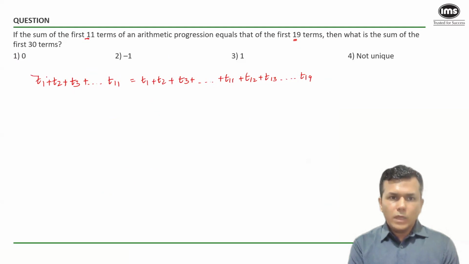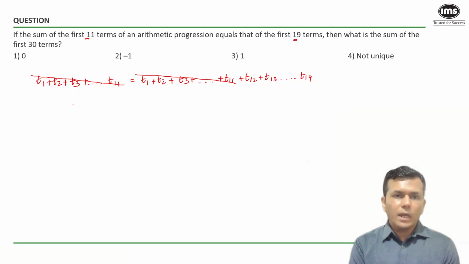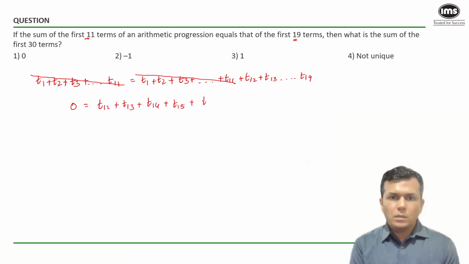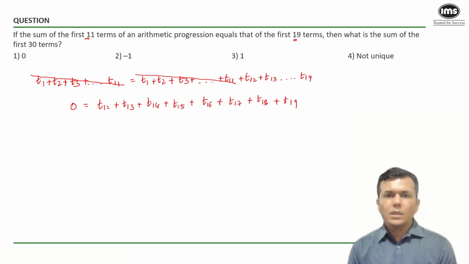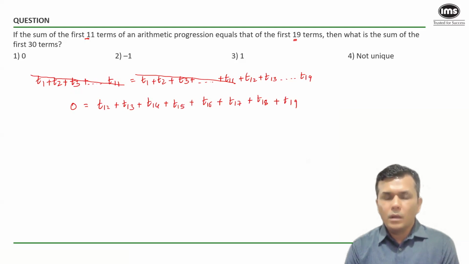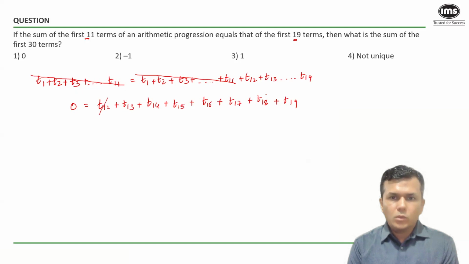Now, we can cancel T1 to T11 on both the sides. And therefore, we are left with 0 equal to T12 plus T13 plus T14 plus T15 plus T16 plus T17 plus T18 plus T19, right? So summation of these 8 terms is 0. And we also know that these 8 terms are in AP. So how come their summation can be 0 if they are in AP? Obviously, this term has to cancel this term.